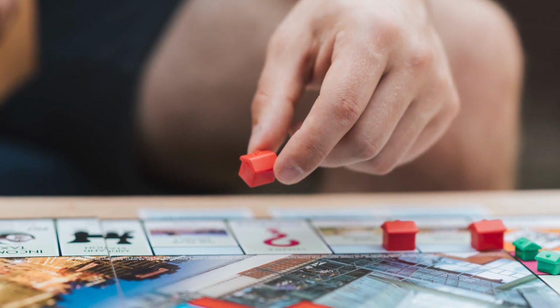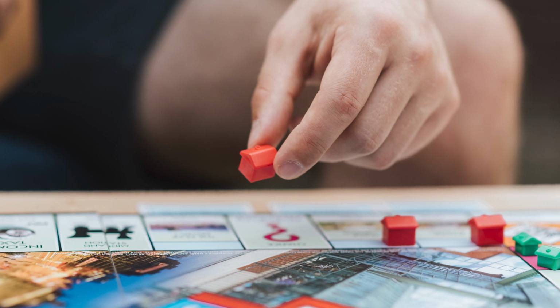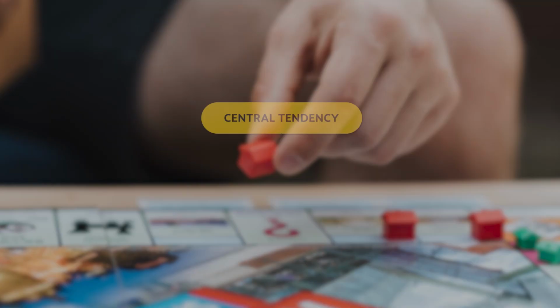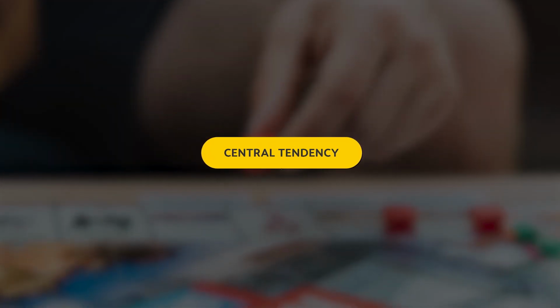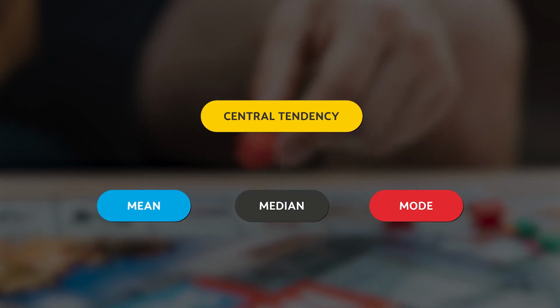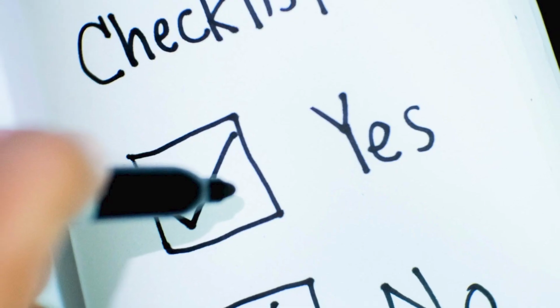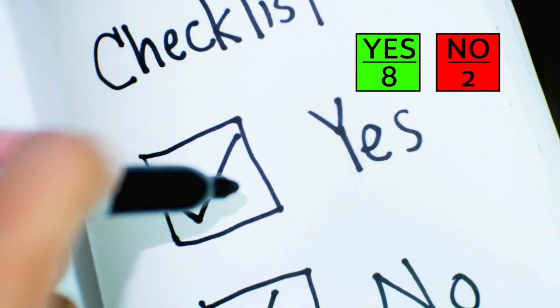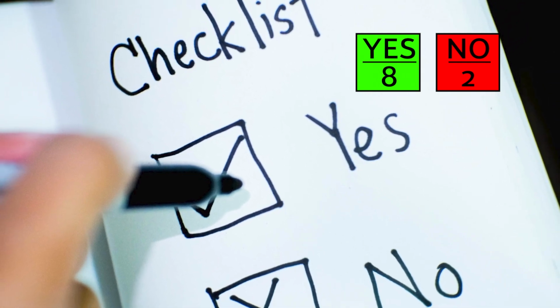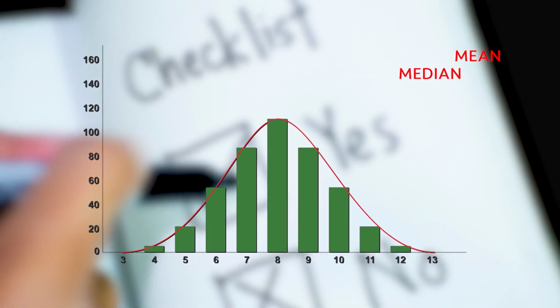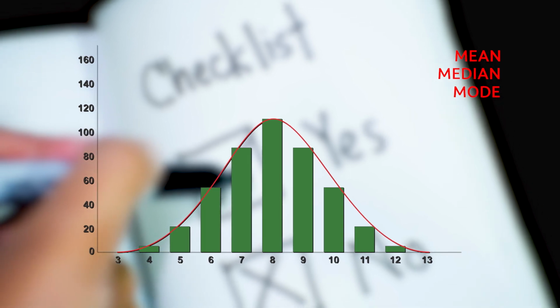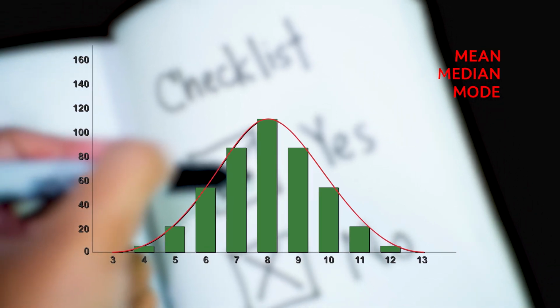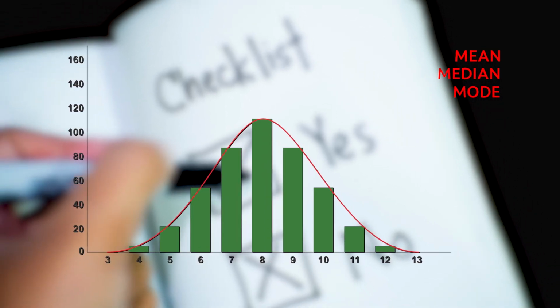Real-world examples. Real-world examples can be used to show students how measures of central tendency are used in everyday life. For example, a teacher can use data from a survey to calculate the mean, median, and mode and show how these measurements can be used to interpret the data.